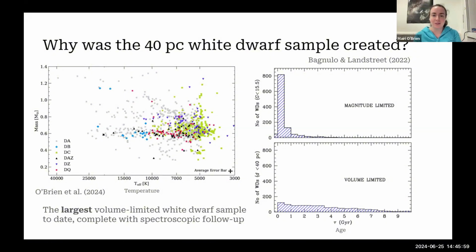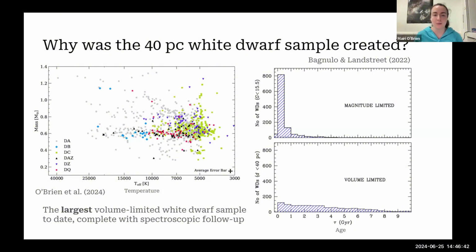So why did we create this volume limited sample? A lot of people have been explaining already how useful volume limited samples are, but I think the most important factor for why we did it for white dwarfs is that we're able to probe an entirely different parameter space of ages. If you look at the histogram on the right, at the top, you can see the brightest 1,000 white dwarfs as seen from Earth, and you can see that it's very biased towards hot and young white dwarfs. Whereas for the volume limited sample, which is the most nearby 1,000 white dwarfs, which make up the 40 parsec sample, we are spanning a whole range of ages. So we're looking at the whole of white dwarf evolution, which we just can't do with magnitude limited samples.